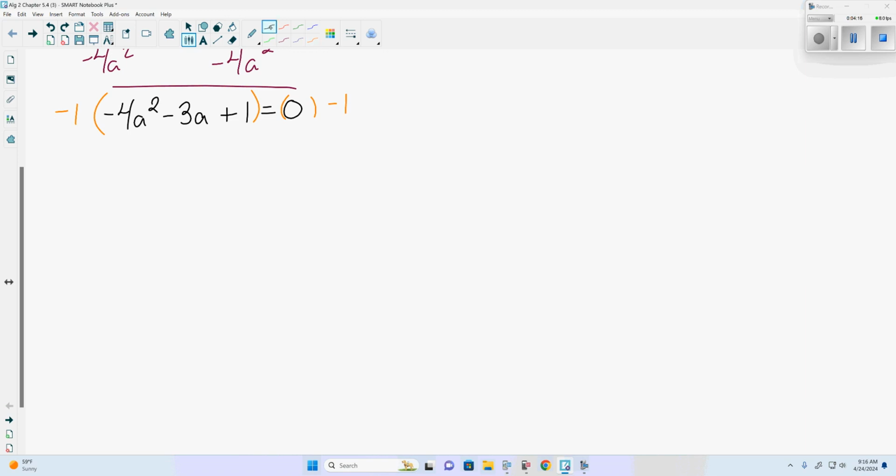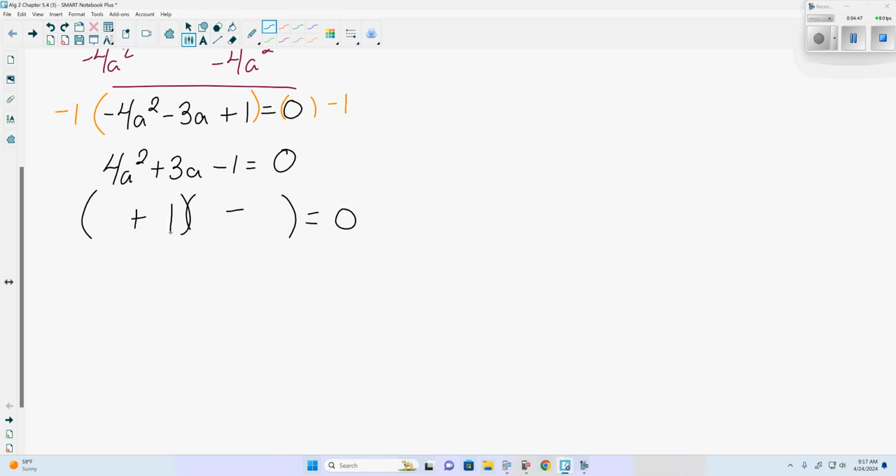Because negative 4a squared times negative 1 is 4a squared. Negative 1 times negative 3a is plus 3a. 1 times negative 1 is negative 1. And 0 times negative 1 is, well, 0. So this makes it a little bit easier to work with. We'll have 2 sets of parentheses with 3 spaces. Since the third term is negative, our signs are opposite, positive and negative.